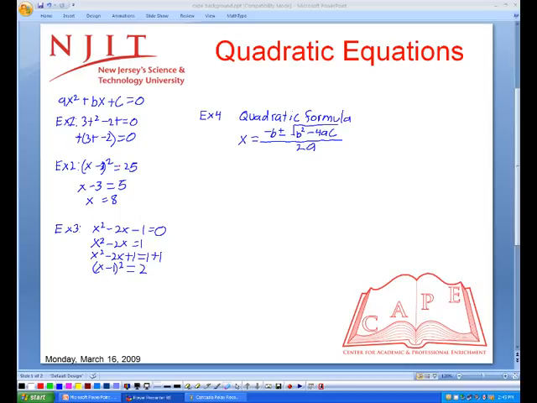Example 2, we need to multiply this out. We need to simplify it in order to figure it out. So if we simplify it, we're going to get x squared minus 6x plus 9. So there, 1 would be a, negative 6 would be b, and 9 would be the c. And over here, a is 1, b is negative 2, and c is negative 1. So we can use the quadratic formula to solve any quadratic equation.